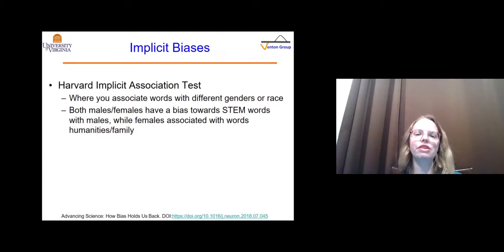When they show you science words and tell you to click on the key that means female, like an F for female, you're slower to do that with science words than when they tell you to press female every time you see a word that has to do with the humanities or the family. Both men and women are slower at this. It isn't that the women are so great at making all the women into scientists. It's just that we've been intrinsically trained to think that females should be associated with the humanities and family.